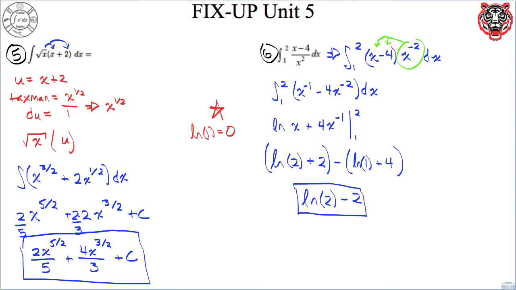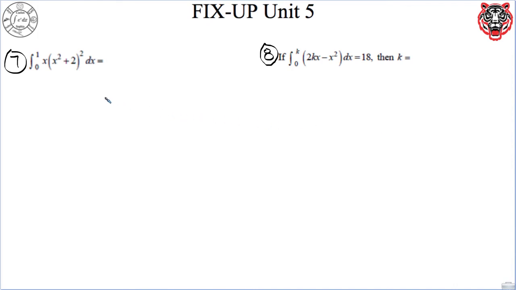All right, last two problems, here we go, number 7 and 8. So for number 7, you can see that we are going to be using some taxman because this is going to be powerhouse. Powerhouse has the inner of x squared plus 2, which means the dinner is 2x, which is not 1. So taxman, here we go, u is equal to x squared plus 2, taxman.